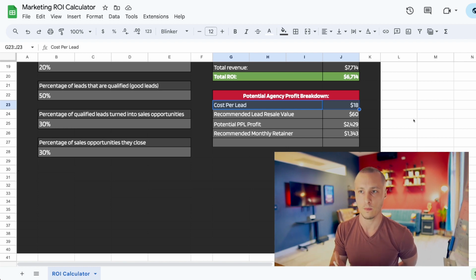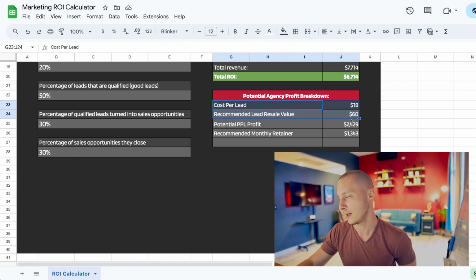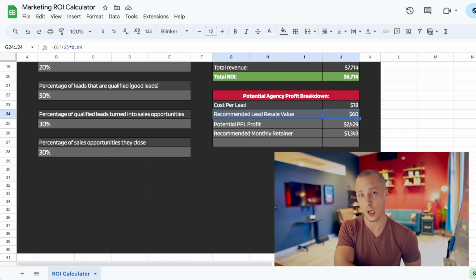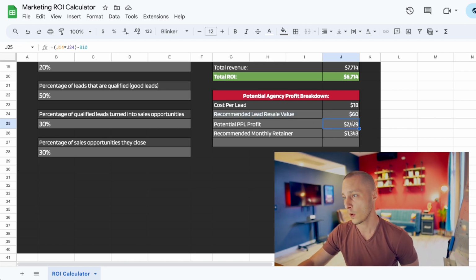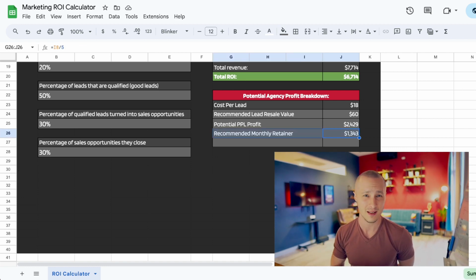Obviously, we've got members and students reselling leads for like 100, 150. So that's your kind of arbitrage, I guess you could say, if you're doing a pay per lead type of agreement or partnership with a business, or you can also charge a monthly retainer as a base, right?